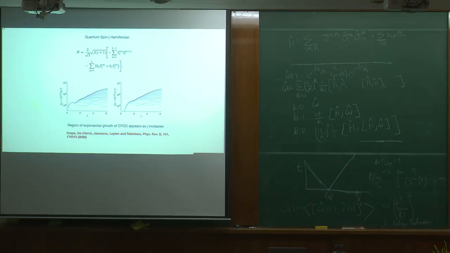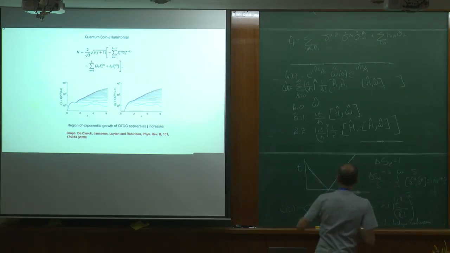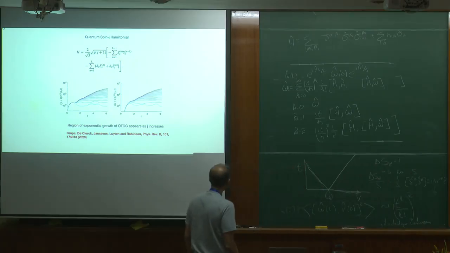Is there any way to see from this BCH argument that when this S becomes large, this growth is going to be exponential? From the BCH argument here, is there any way to see that if I increase my S, this power law growth is going to be exponential? No, I don't think there is. Not that I can easily think of.